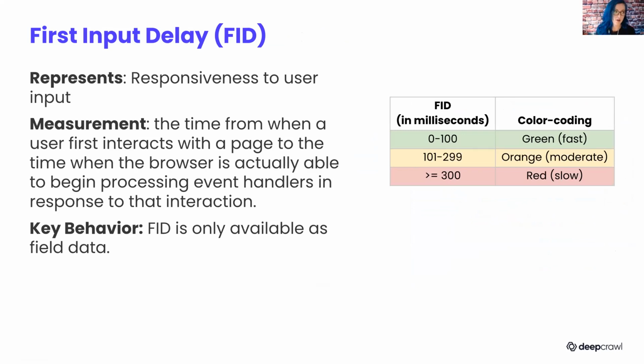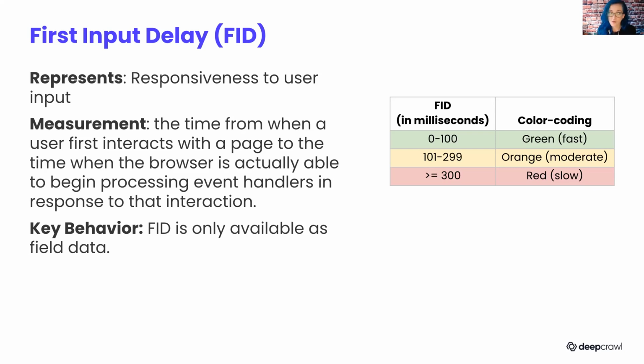First input delay is our next metric. This is designed to measure responsiveness to a user's input. It's the measurement of how long it takes, from when I tap and interact with something, for the browser to respond. It's important to note right here that first input delay is only available as field data, which means we will only see it in places like the CrUX report and reports that use that data source. Our goal is to have the FID be under 100 milliseconds.